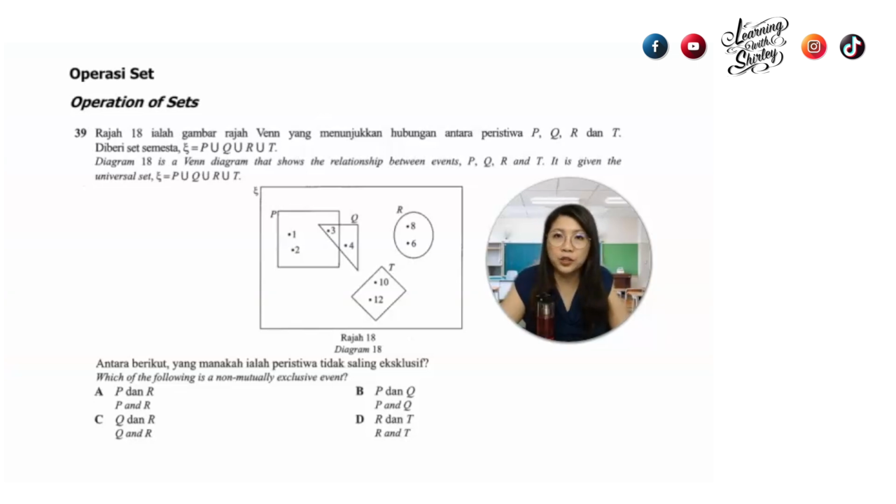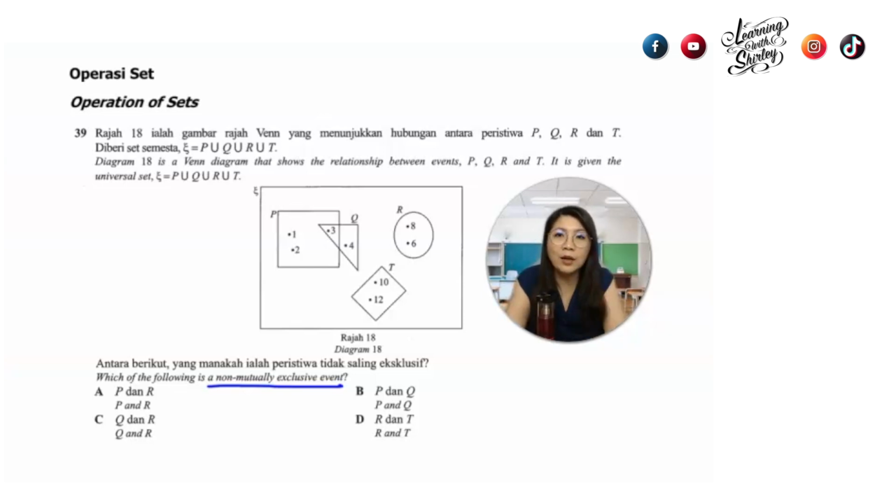Let's look at question number 39. This is on operation of sets. Diagram 18 is a Venn diagram that shows the relationship between events P, Q, R, S, and T. It is given the universal set is P union Q union R union T. Which of the following is a non-mutually exclusive event? Tidak saling eksklusif. It means that there's a chance that two sets or more can occur at the same time, which means that there is an intersection.